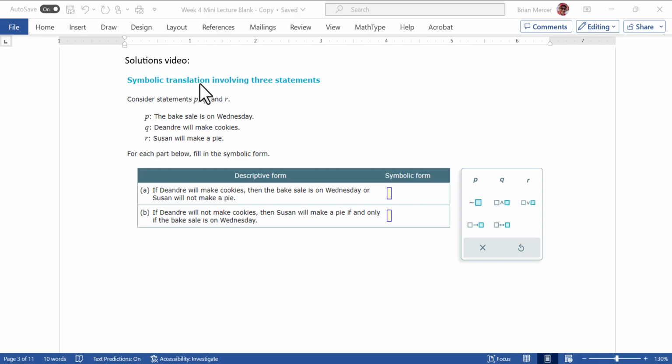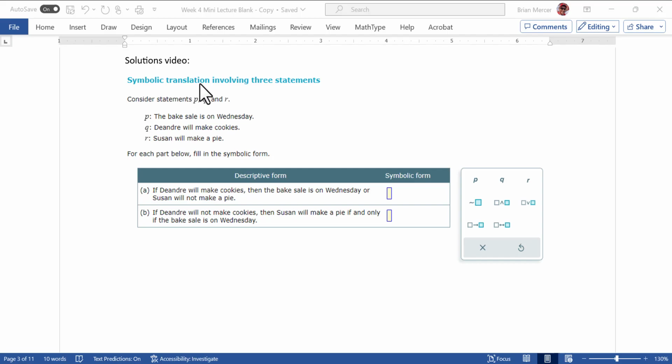So this question kind of goes further into symbolic translation involving statements. Now we're using three statements. And so for this first example, we're told that P is the statement that bake sale is on Wednesday. Q is that DeAndre will make cookies, and R is that Susan will make a pie.